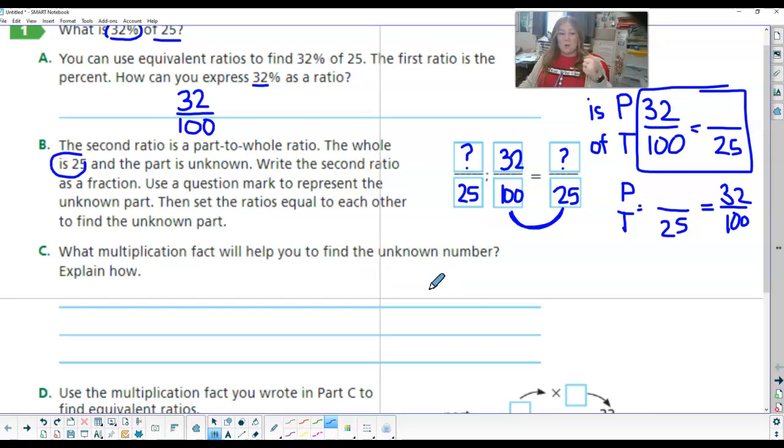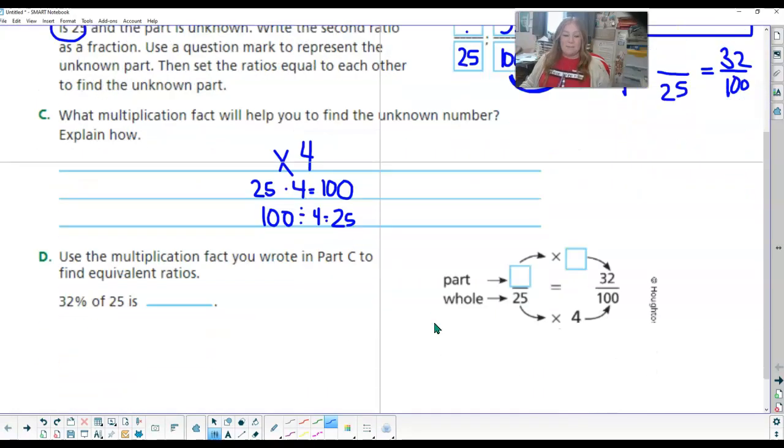So 25 is like quarters. 25, 50, 75, 100. It's going in there 4 times. So we need to times by 4, because 25 times 4 is 100, or we can go backwards and say 100 divided by 4 is 25. So we can go either way, but it's the same fact here. We're using 4 to get from one to the other. So we can see we're going from 25 times 4 is 100.